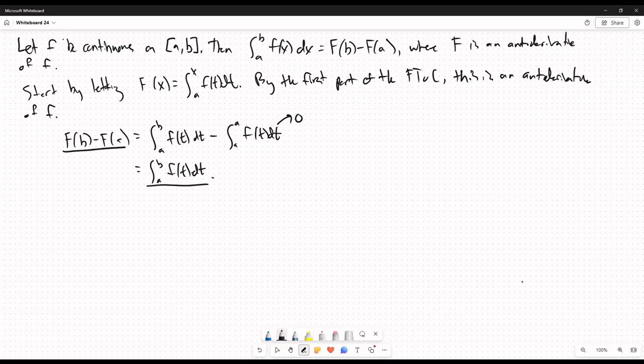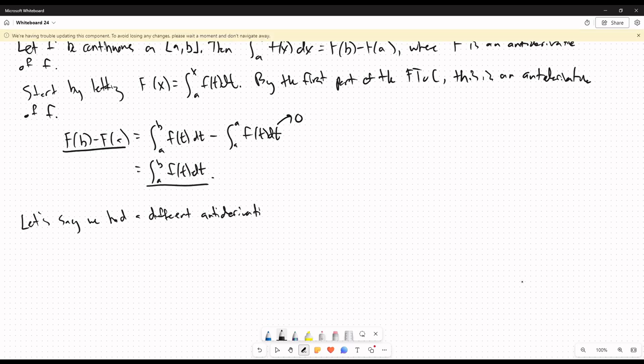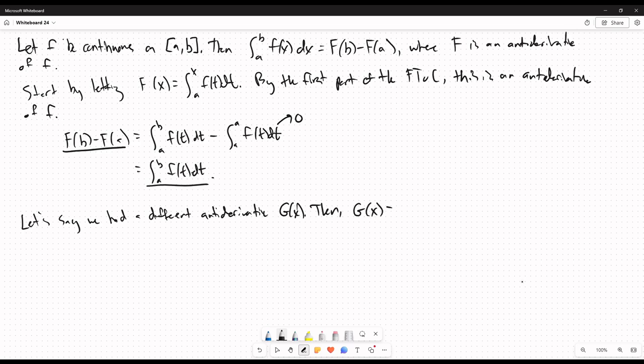That said, we don't always use this exact antiderivative when we're evaluating our integrals. So let's say we had a different antiderivative, I'll call it capital G of x. Then you can show using the mean value theorem for derivatives that G of x equals capital F of x plus some constant c.